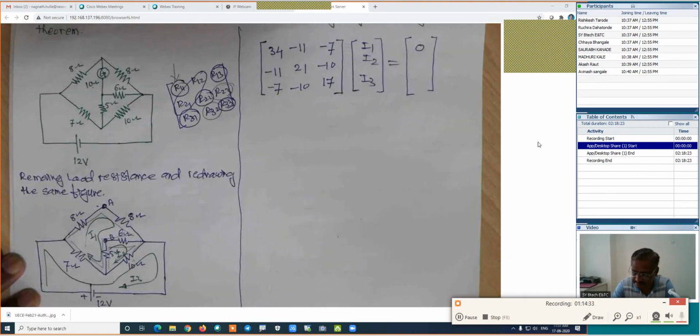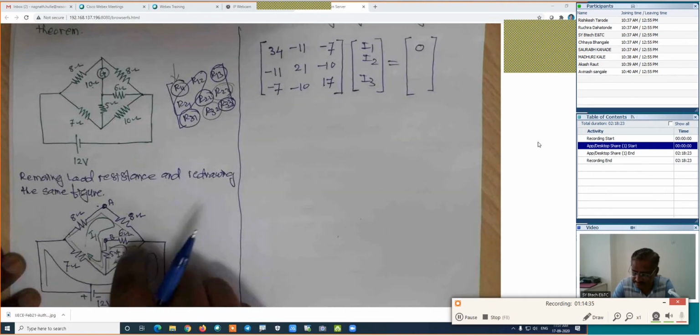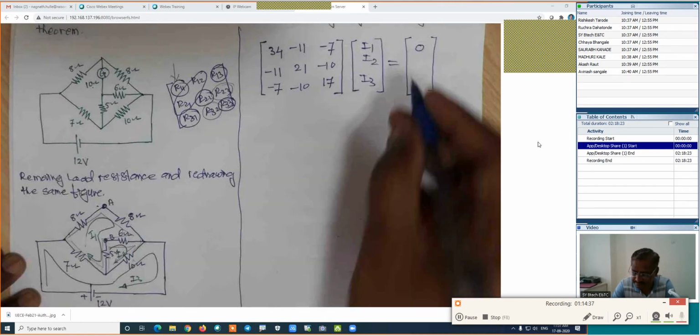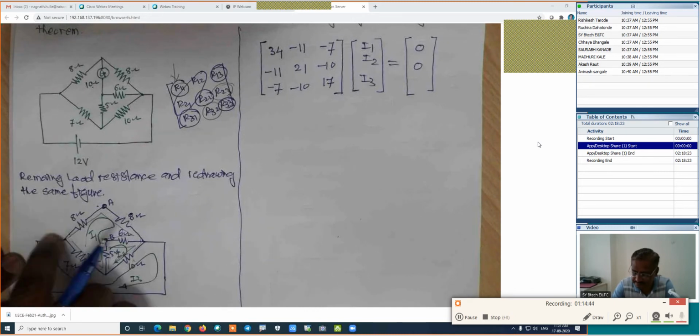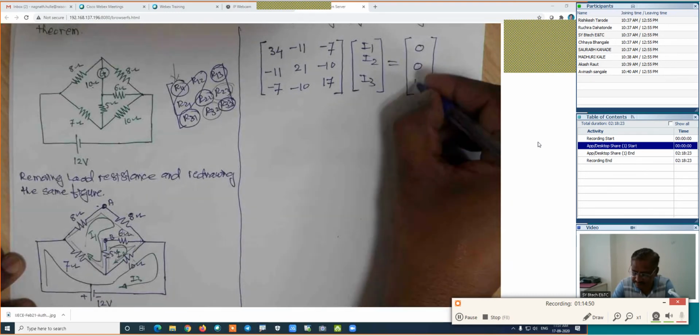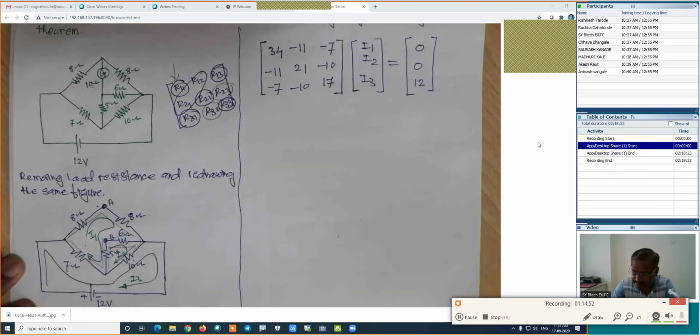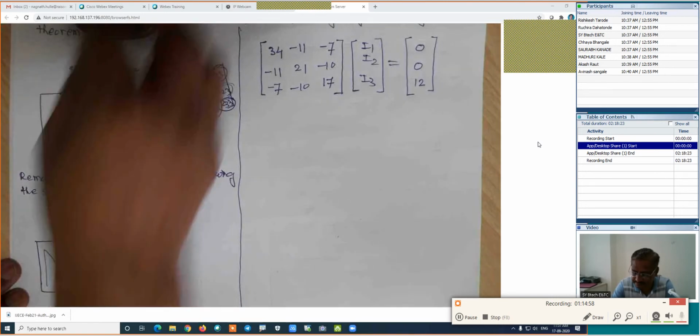How much is the constant for the second loop? If we are traveling with the direction of the current, there is no voltage source. This constant is again 0. How much is the constant for the third loop? Now look at it. If we are traveling with the direction of the current, we are traveling from negative to positive, so plus, and its value is 12. Is it right? This is the way to find out the direct inspection method.